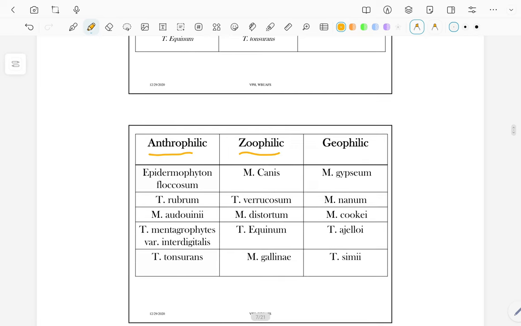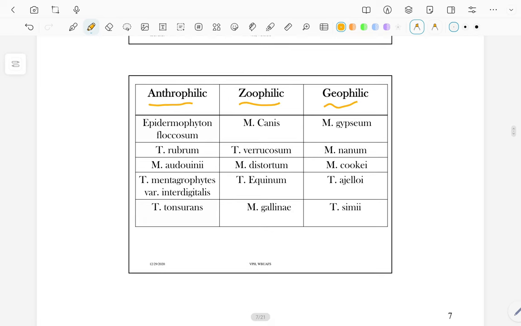Anthropophilic, zoophilic, geophilic. Epidermophyton floccosum, M. canis, M. gypseum, M. nanum, M. persicolor, M. distortum, M. cookei.